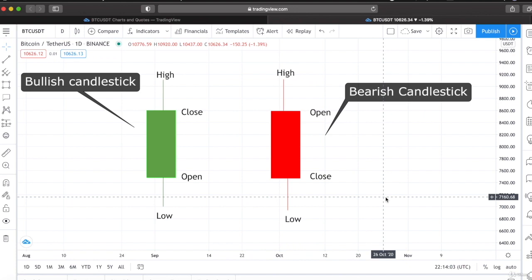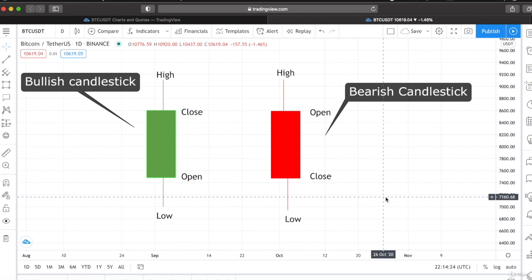There are two types of candlesticks, the bullish and the bearish. This is a hypothetical example. I'll be covering a real chart example also. Let's suppose, for example, we go to tradingview.com to analyze any chart pair. For this purpose, I have opened the Bitcoin daily time frame chart.